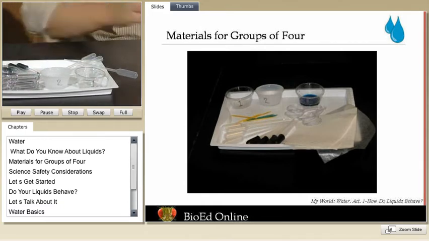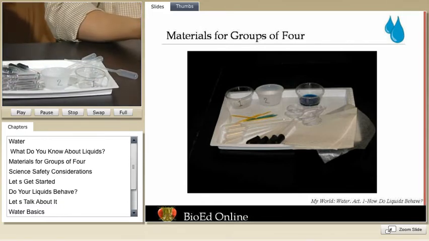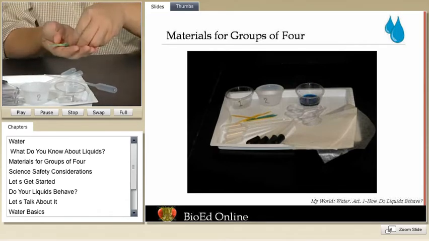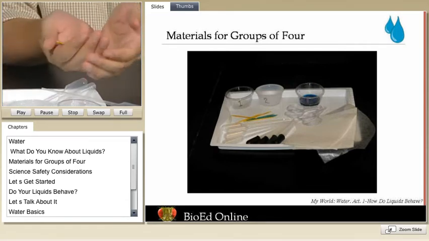Another tool we'll be using today is a set of toothpicks. We want the students to have 2 each. These are colored party picks.